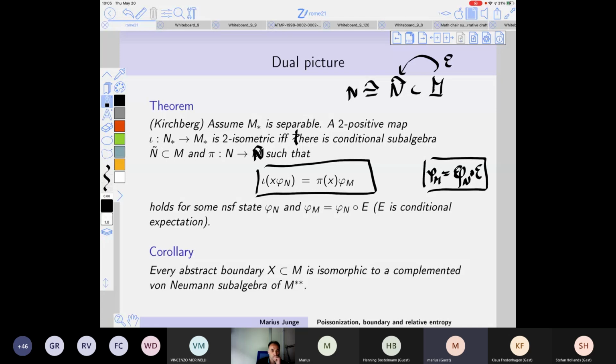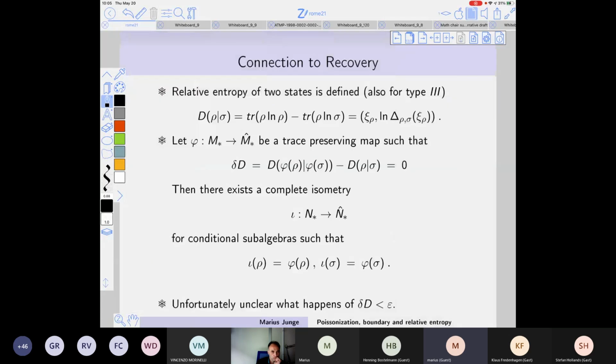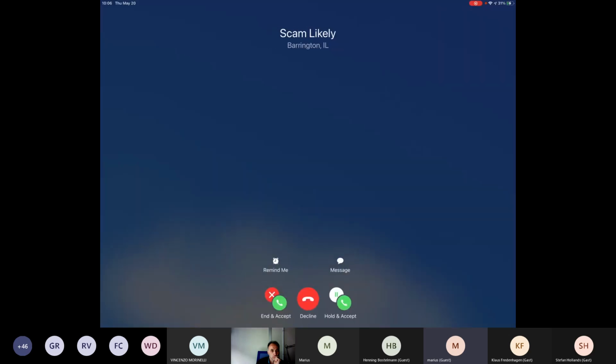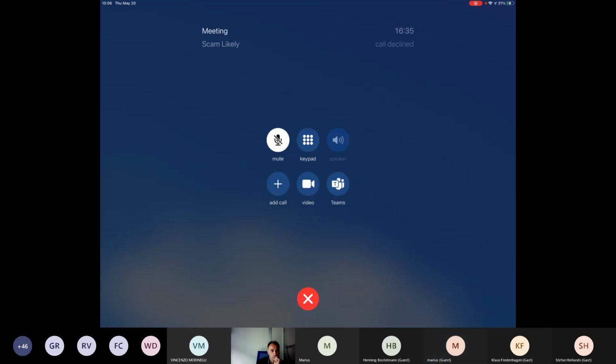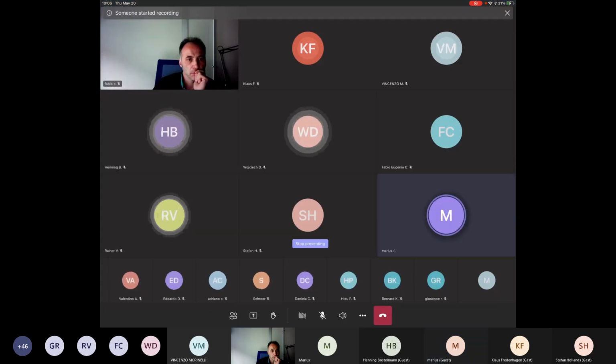Okay, so this is about boundary. This has a nice connection to recovery, which we also heard about in this conference. So let me remind you of the definition of relative entropy, which at this point of the conference is probably ridiculous because you have seen it only 5 times. I also want to, okay, very interesting.